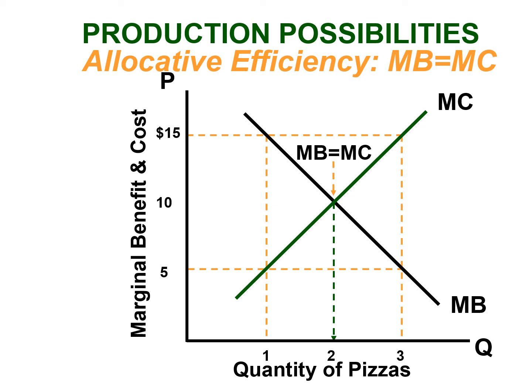As with any new graph, make certain that you identify what's being measured on both the horizontal and vertical axis. On the horizontal axis, we're measuring output of consumer goods, pizzas. On the vertical axis, we're measuring, in dollar terms, the marginal benefits and marginal cost of pizza production. So, first, marginal benefits. The marginal benefit is how much additional utility society receives from the next unit of consuming that particular type of output, in this case pizzas.